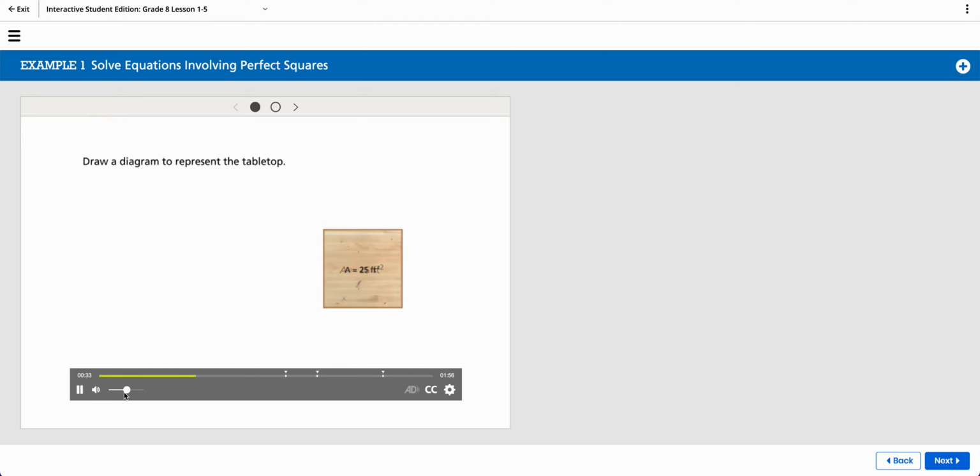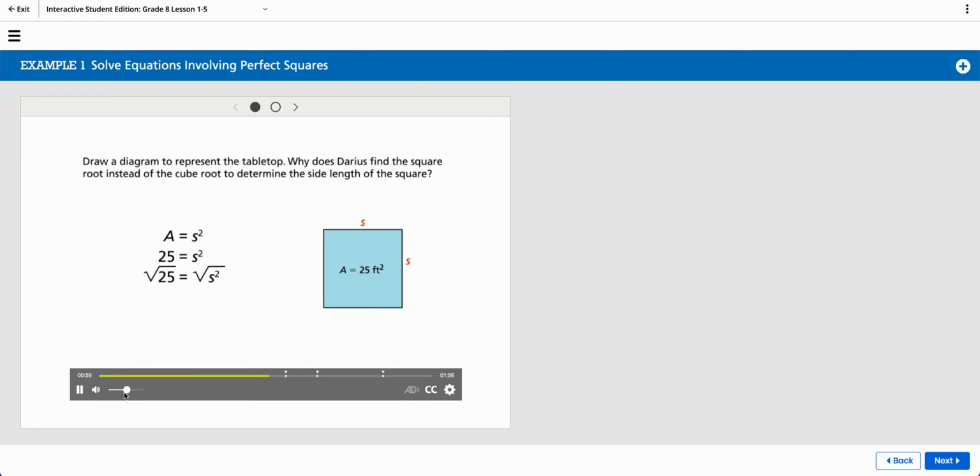Darius begins by drawing a diagram to represent the tabletop. He needs to find the length of the sides. Use the formula A equals S squared to find each side length. Darius knows A is equal to 25, so 25 equals S squared. To solve, take the square root of both sides of the equation. Why does Darius find the square root instead of the cube root to determine the side length of the square?